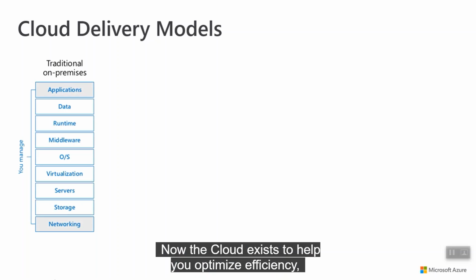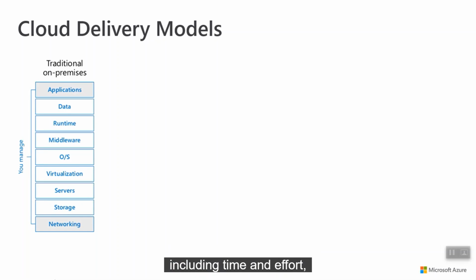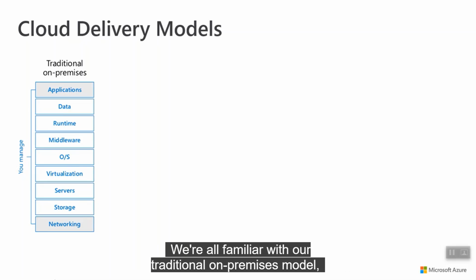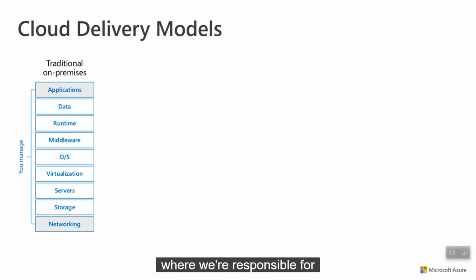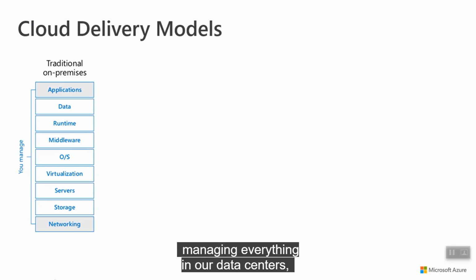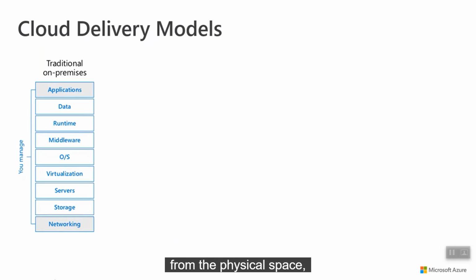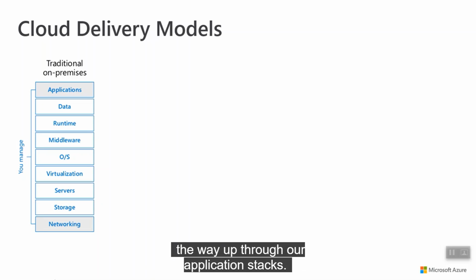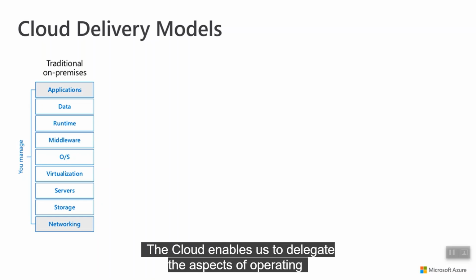Now, the cloud exists to help you optimize efficiency, including time and effort, speed and time to market, and cost through economies of scale. We're all familiar with our traditional on-premises model, where we are responsible for managing everything in our data centers, from the physical space to the power, cooling, networking, physical services, all the way up through our application stacks. The cloud enables us to delegate the aspects of operating our own data centers, which are highly generalized and commoditized, to a partner like Azure.